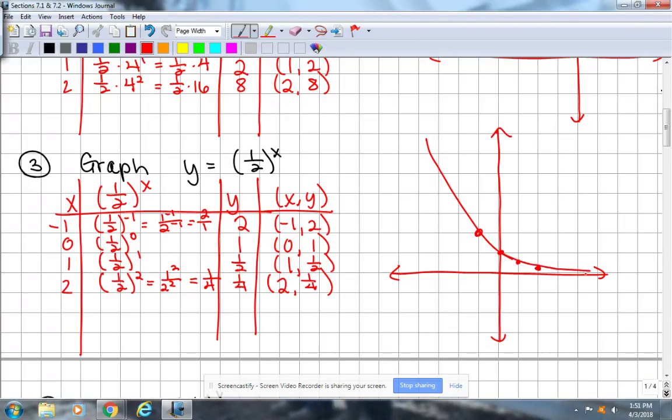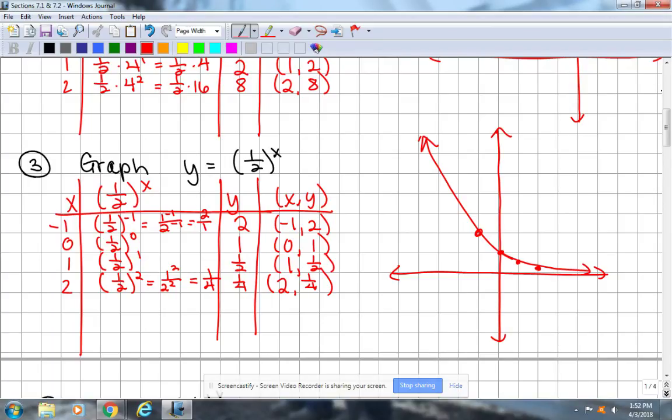Why do you think it's called a decay? Yeah, it's going down from left to right. The other ones were going up from left to right. So this is going down from left to right. And you're always going to go down from left to right if your number to the x power is smaller than 1. So let's talk about domain and range real quick.